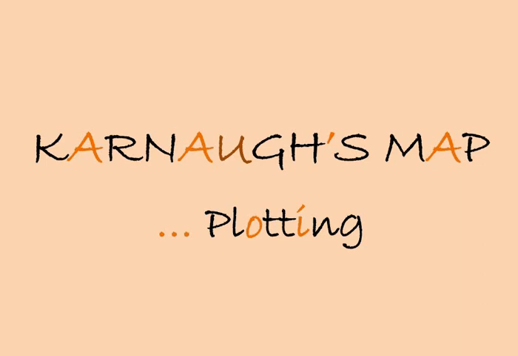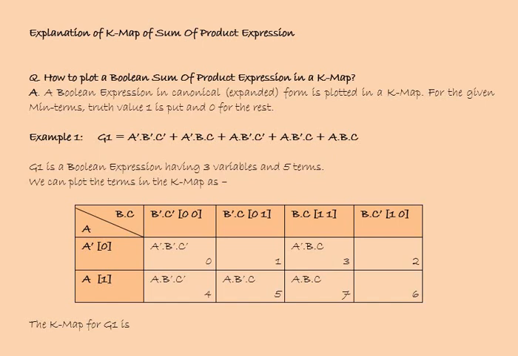Hello, Karnaugh's map plotting. So, how to plot a Boolean sum of product expression in a K-map? A Boolean expression in canonical form, which is the expanded or the long form, can be plotted in a K-map. Now, for the given min terms, the truth value is 1, and for the ones which are not there, the value is 0.